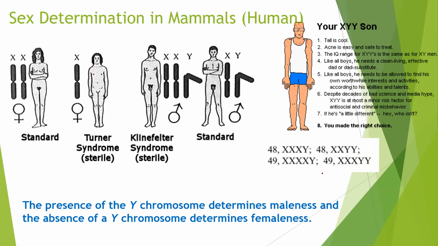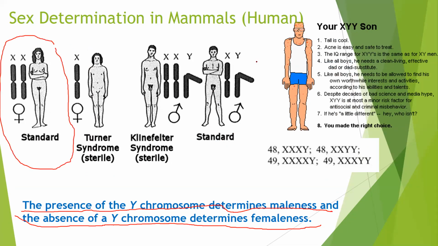Okay, given this, in humans, how do we define and determine the sex of an individual? In humans, the presence of the Y chromosome will determine maleness, and the absence of the Y chromosome determines femaleness, right? So for example, this is the standard case genotypes here. XX, this individual does not have a Y chromosome. So we define this one as a female. And for the standard male, as you can see, XY, there's one Y chromosome there, right? So the presence of the Y chromosome will determine the maleness of humans.